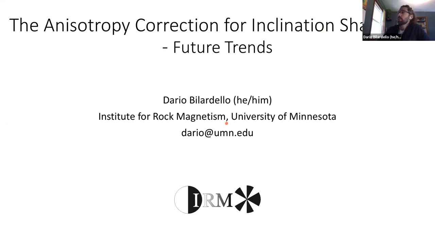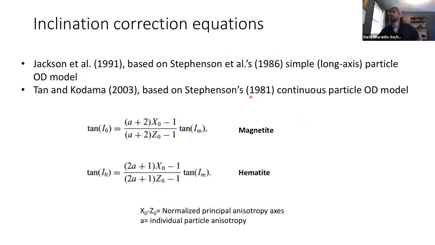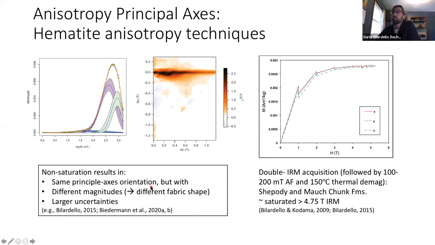But I wanted to start from the inclination corrections that both Mike Jackson and others, and Tan and Kodama, had derived for magnetite and hematite. And I wanted to make the point that this year marks the 30th anniversary of inclination shallowing corrections. I also wanted to point out that these equations for magnetite were derived by the two sets of authors starting from different places, from different orientation distributions for the particles. And that's fairly remarkable. What I will do in this talk is mostly focus on the hematite inclination corrections and on the challenges we have in measuring the principal anisotropy axes, i.e. the fabrics for hematite, and the individual particle anisotropies. And the challenge for hematite, as we know, is that the particles are typically very hard and they're difficult to saturate.